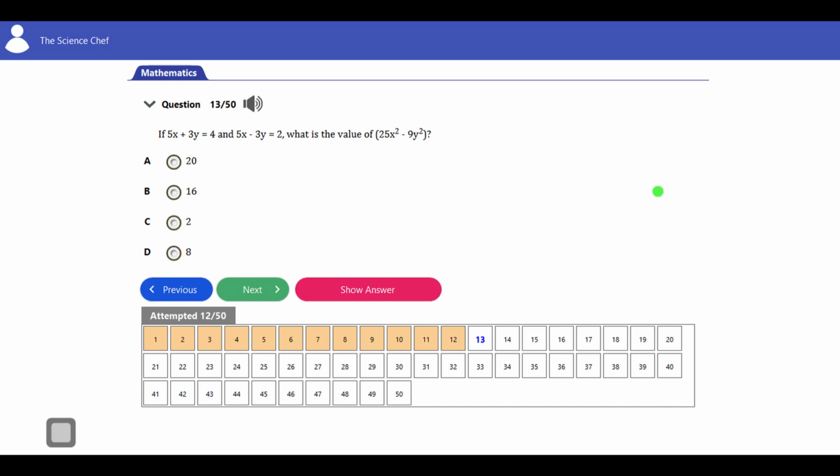Question 13 says, if 5x plus 3y equals 4 and 5x minus 3y equals 2, what's the value of 25x squared minus 9y squared? This is an application of the difference of two squares. We are told that 5x plus 3y equals 4 and 5x minus 3y equals 2, and we are told to evaluate the value of 25x squared minus 9y squared.